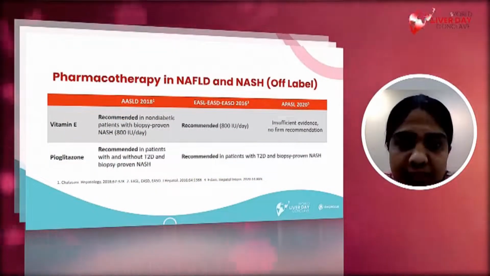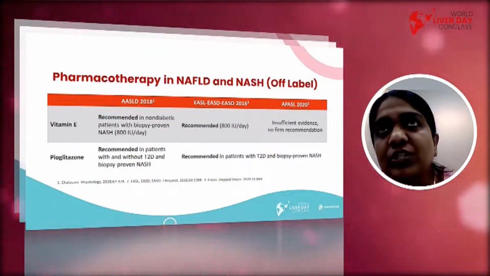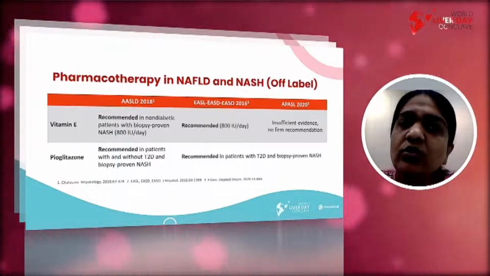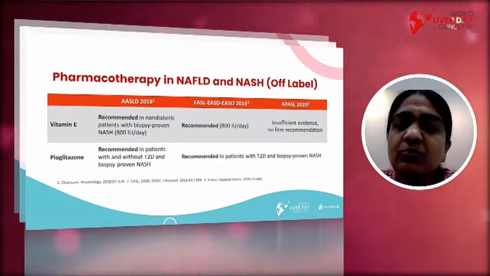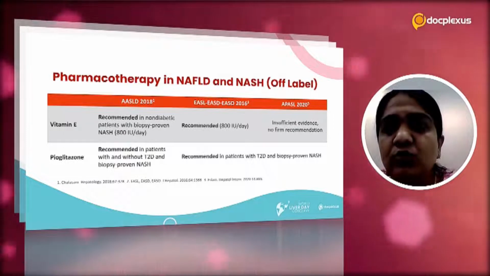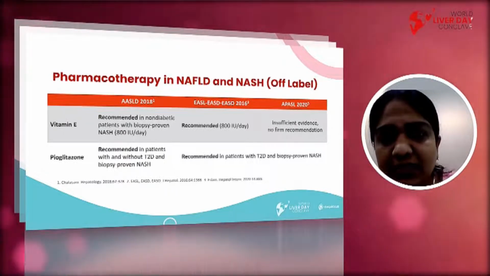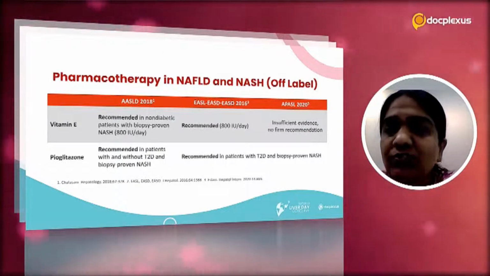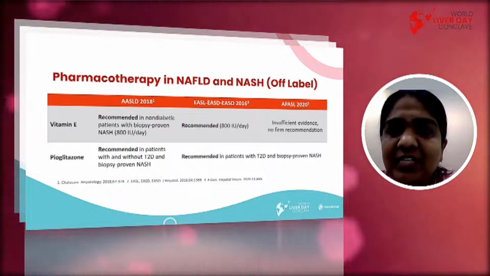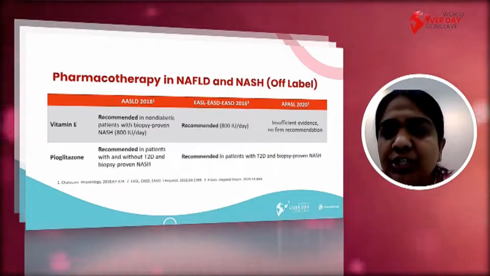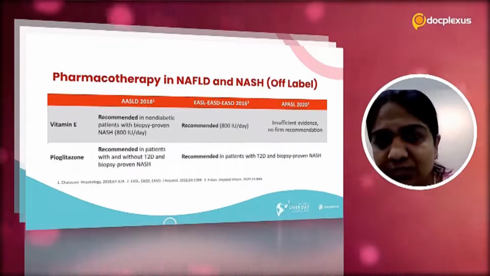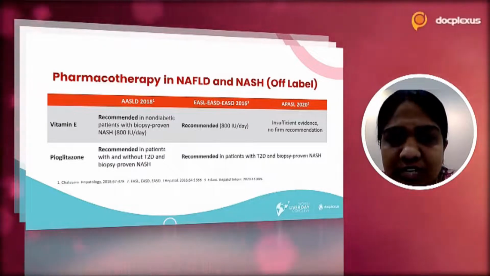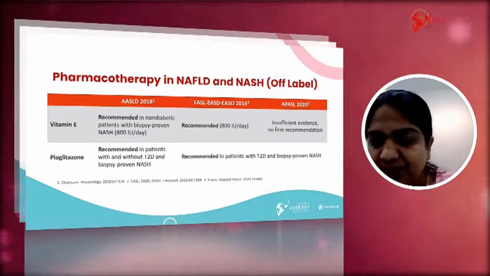Now coming to the pharmacotherapy. Weight loss and exercise, of course, are most important but most difficult to achieve. Then going on to the pharmacotherapy, the drug most commonly recommended by most of the societies is vitamin E. In a non-diabetic patient with biopsy-proven NASH, a dose of 800 international units per day has been recommended by the American Association and the European Association for the Study of Liver Disease. Whereas pioglitazone is recommended in patients with or without type 2 diabetes and biopsy-proven NASH.